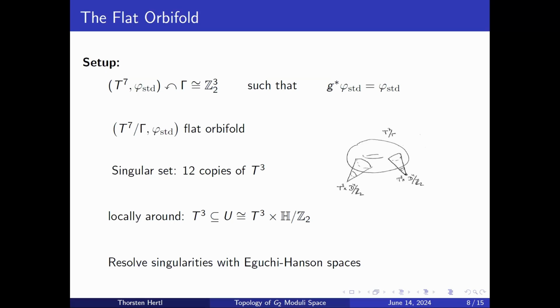That action is not free. In fact, the quotient is a flat orbifold that is simply connected. And the singular set of this orbifold decomposes into 12 disjoint copies of 3-dimensional tori. These tori have a tubular neighborhood inside the orbifold which looks locally like T^3 times a cone, because of the Z2 singularity. So locally it looks like this product here. Maybe I should have taken a small disk instead of the entire quaternions, but these are minor details.